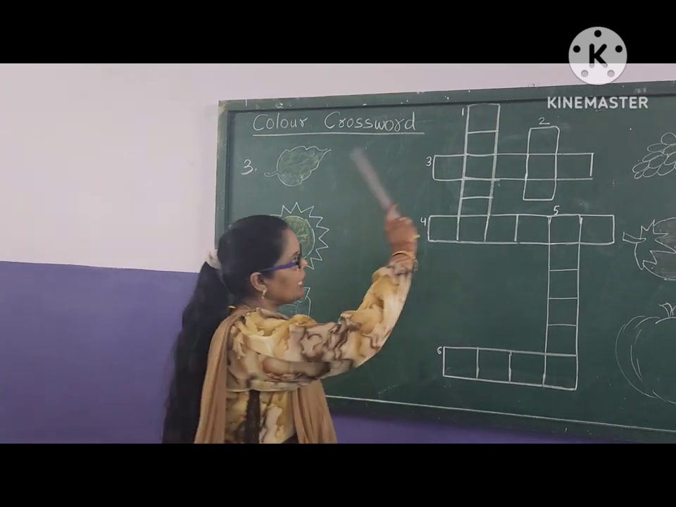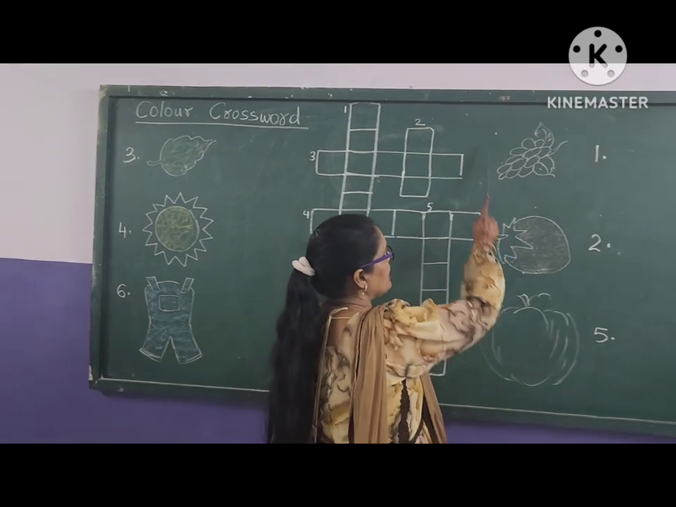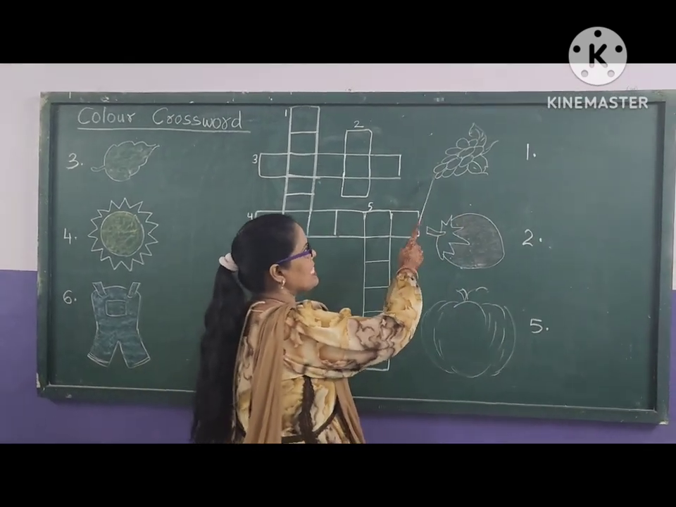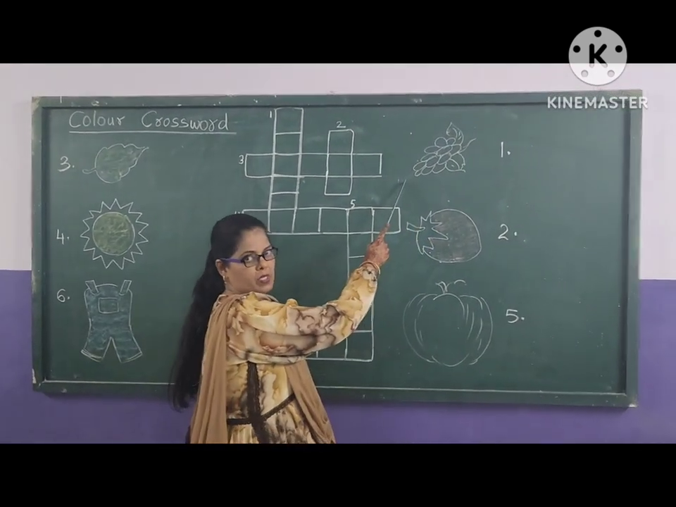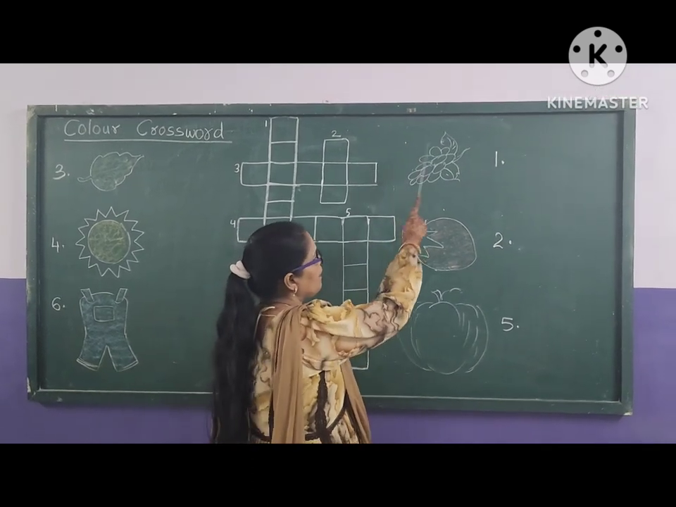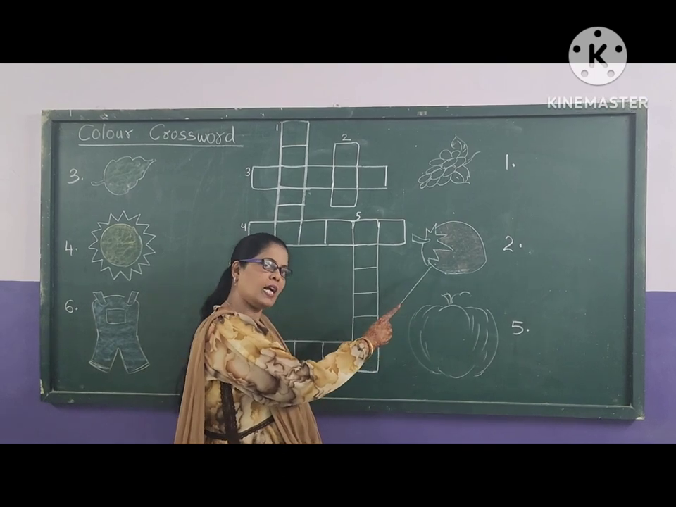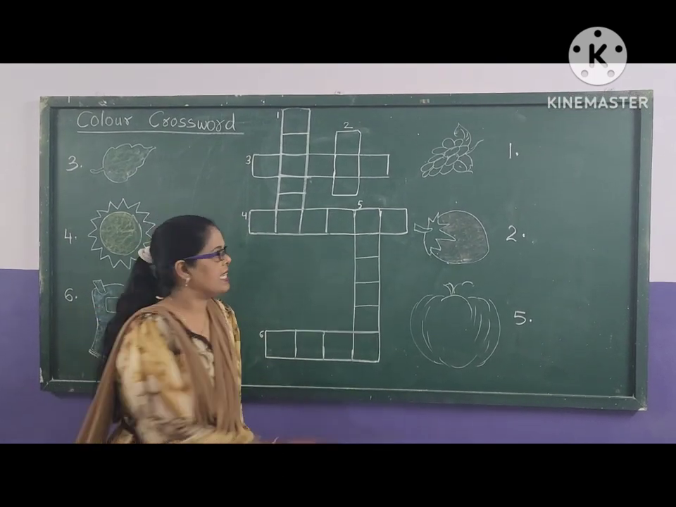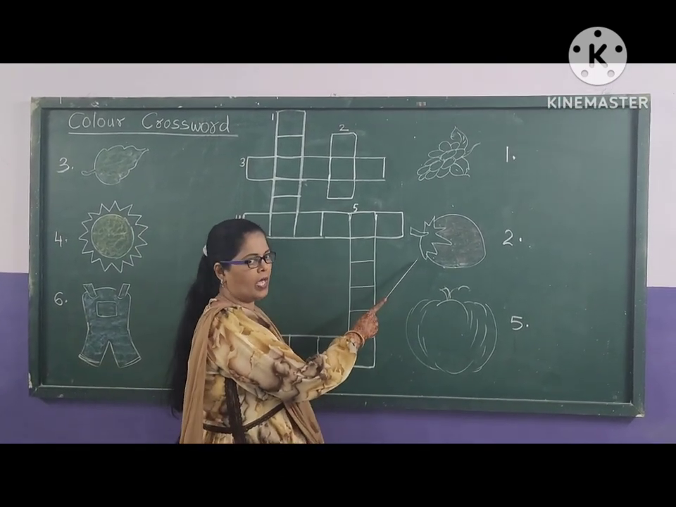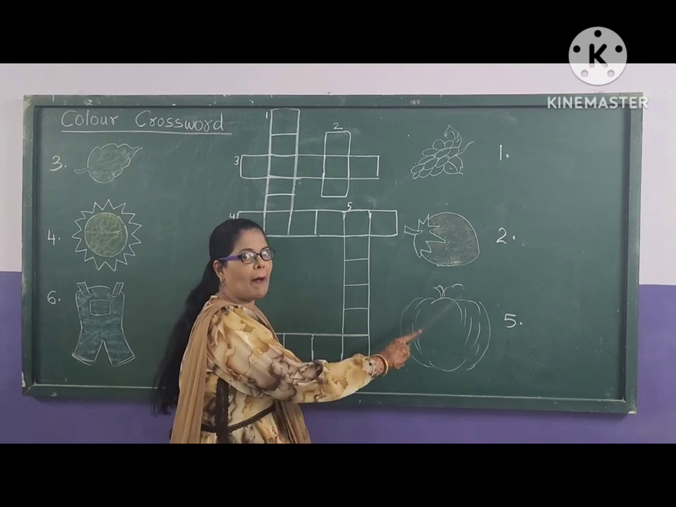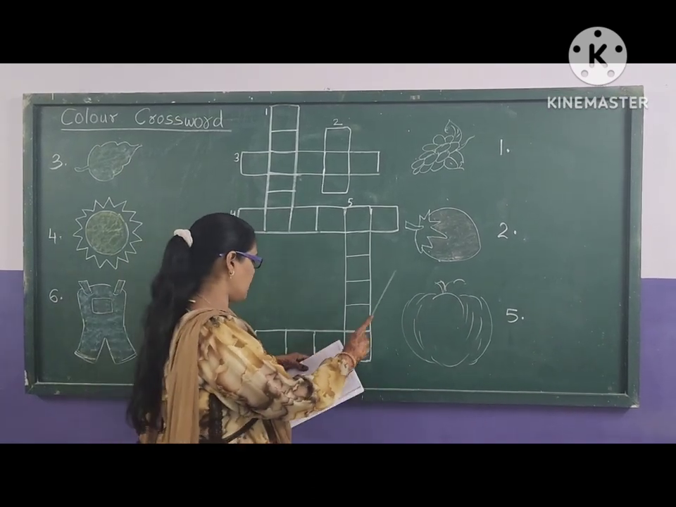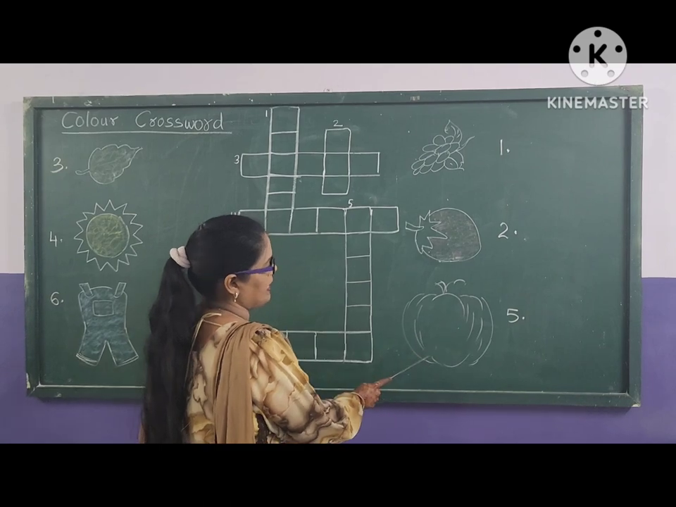color. Now here we can go. Here you can see the image of grapes. Now these grapes are purple color grapes. Which color, children? Purple color grapes. The next image is strawberry. You all know the color of strawberry? Yes, it is red color. Okay, the next image is of pumpkin. Pumpkin, you can see orange color pumpkin is it.